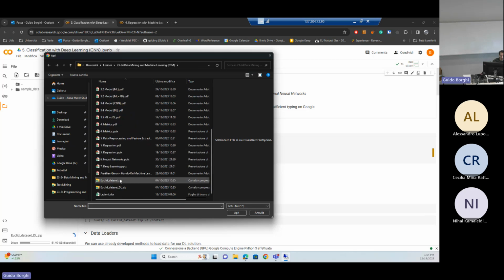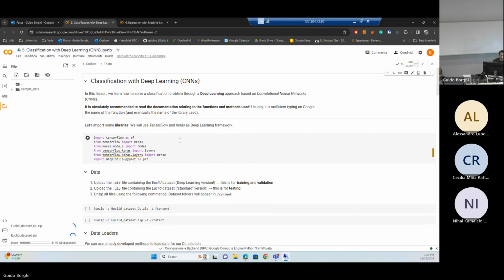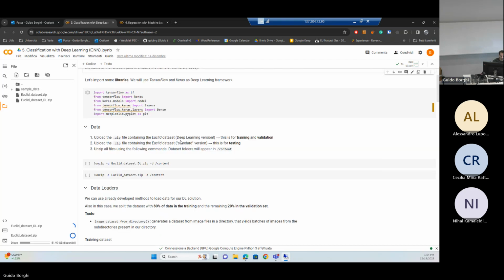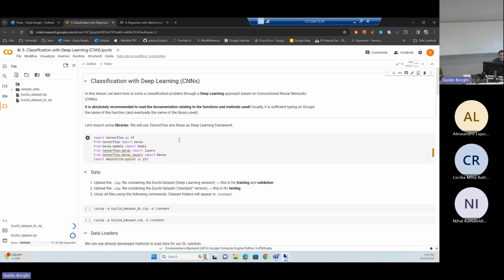You can also, meanwhile, upload the Euclid datasets, both versions. Okay, are you ready to start with the Colab? Yes. Okay, you in the room, are you ready? Okay, so we can start.